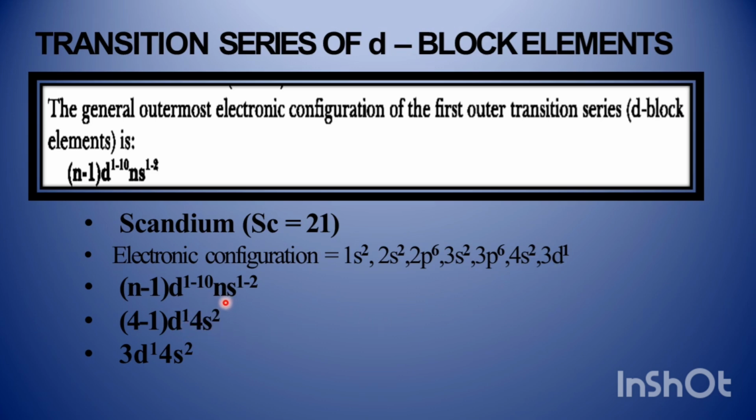Then comes again n, which is the valence principal quantum number. In this case, it is 4. S is having 2 electrons. So we are going to write 2 over here. So the valence electronic configuration of scandium comes out to be 3d1 4s2.